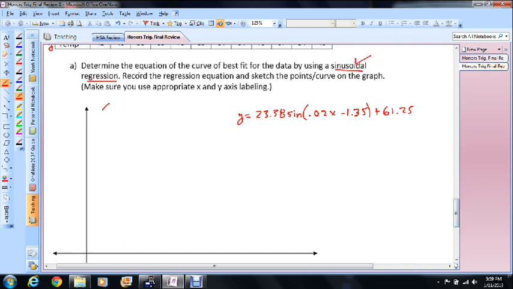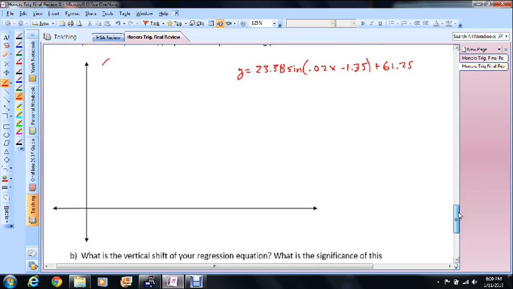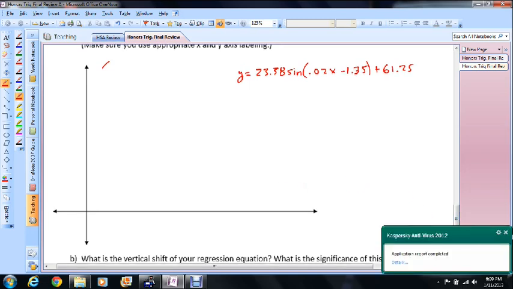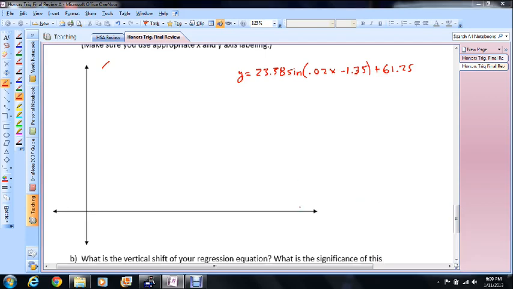Now it says record the regression, we did that, and sketch the points. Okay, I trust that you can go ahead and sketch the points on the graph. One thing I want to note though is that when you sketch the points on a test or quiz or something that's being graded, you want to make sure that you're very accurate with everything. You want to make sure that you label your x and y axis. So our x was time, and the units they were using were days. Our y-axis is the temperature, and I forgot to include in this problem that it should be Fahrenheit, so sorry about that.